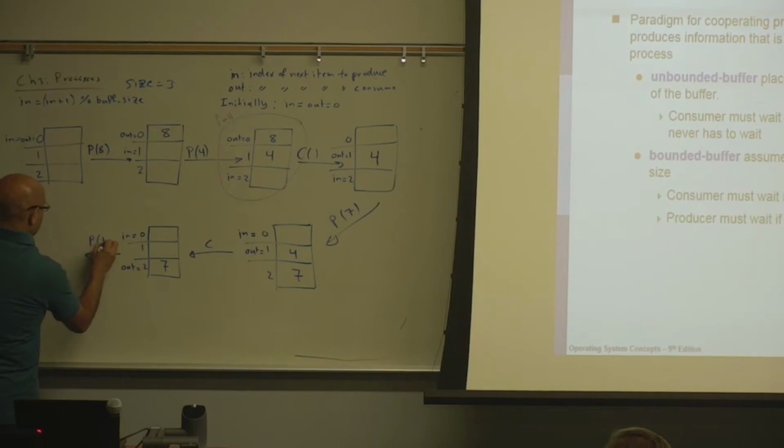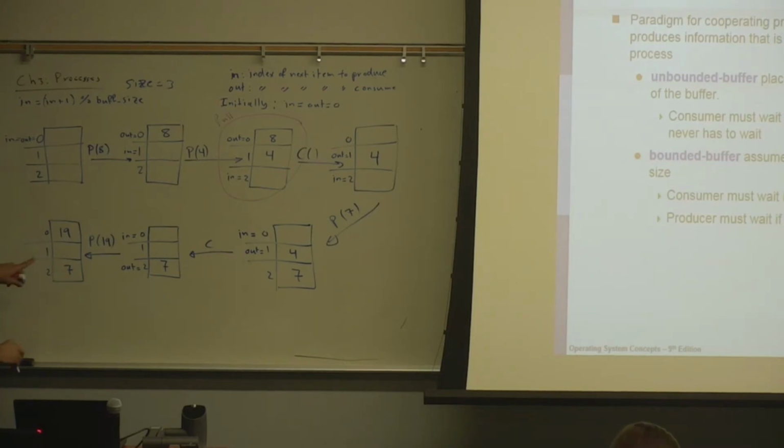Producing 19 is going to do this. 19 is here, 7 is here, and this is 0, 1, 2. Now, again, production doesn't change out, so out will stay here. But it advances in, so our in is now this. Okay? All right, so this is how it works.